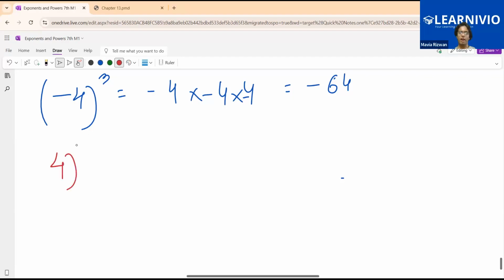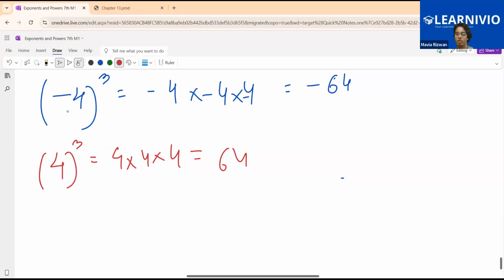If I have 4 raised to the power 3, this simply is 4 into 4 into 4, that is 64. We don't need to check odd power, even power. But if there is a minus sign in the number, then we need to check whether the power is odd or even. If the power is odd, we are going to put the minus sign. If the power is even, we are not going to put the minus sign. Got it? In the final answer.